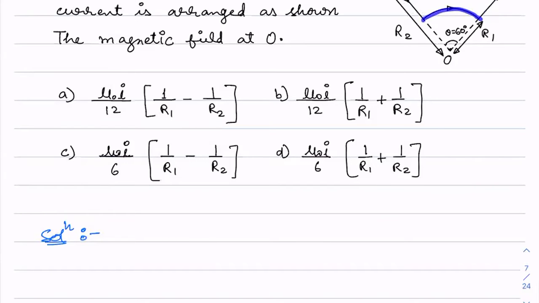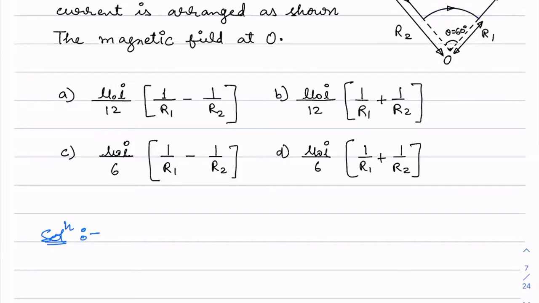Now, the direction of the current is opposite, if you can see here. If the direction of current is opposite, then the field will also be opposite. So let us see how to do that.